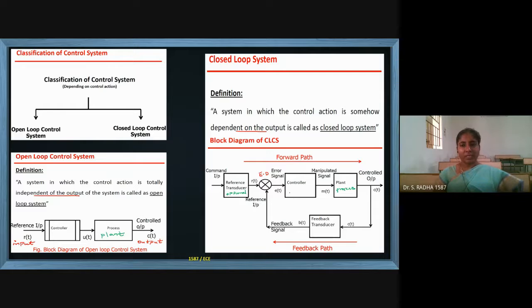And if you see here, the error signal, whatever difference is made, addition or subtraction, between R of t and B of t, that is given to the controller, and it will do appropriate manipulation over the signal. And M of t is the signal given to the plant. Plant will operate and a controlled output, expected output will be obtained. If it is not the expected output, a portion of the output is taken and given as feedback. A portion of the C of t is taken and given as feedback. After the feedback, it is converted to B of t. That B of t is applied to the error detector, and there the error signal is created.